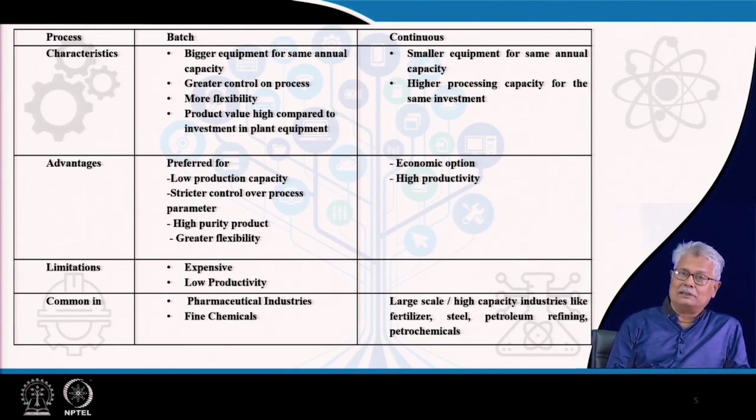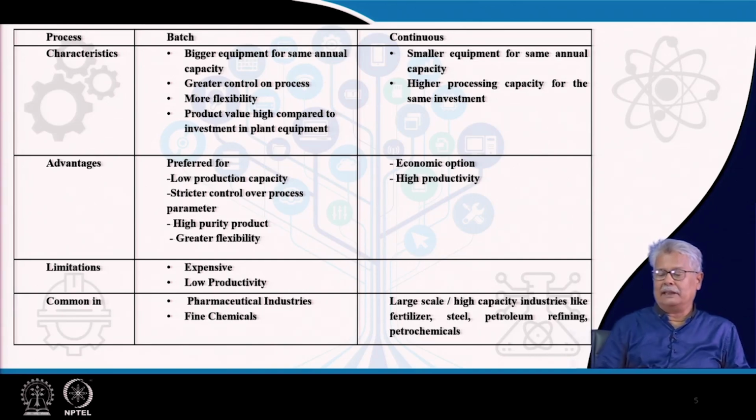The first thing, in case of batch, we find that a bigger equipment is required. You can have a greater control on the process. You definitely do have more flexibility, because you can use the same set of equipment for producing different quality of material by just altering either the processing time or slightly tuning the temperature, pressure, flow and level and the processing mode. The product value normally, if it is high, the extra money spent on the batch process usually pays off.